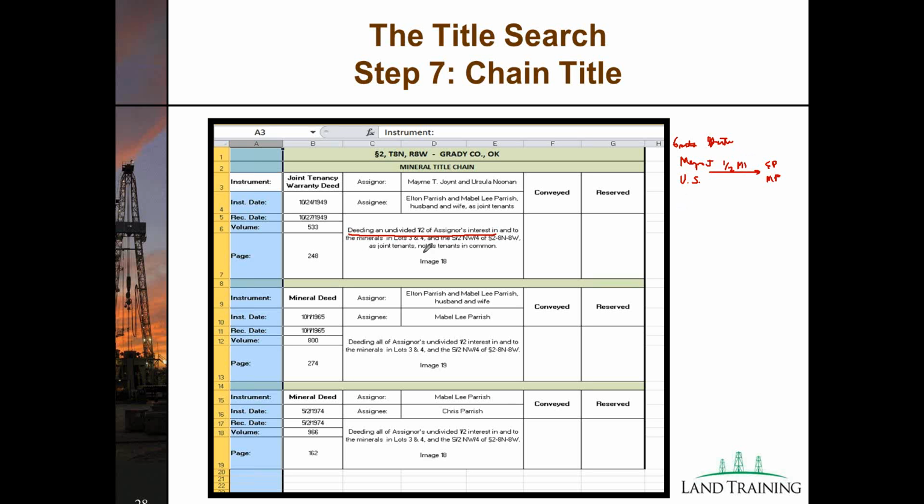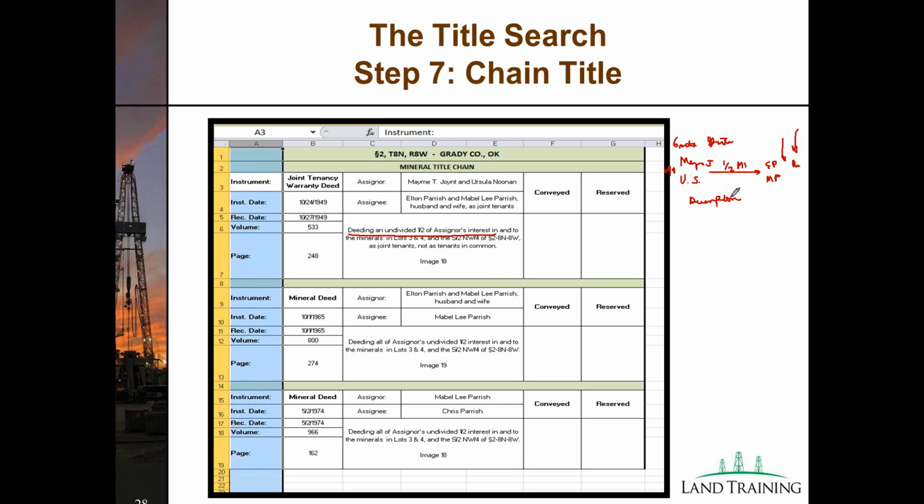And then here I'm going to write down all this, deeding an undivided 1/2 of interest in and to the minerals in lots 3 and 4 in the Southwest as joint tenants, not as tenants in common. All right. Then I'm going to have a place here for the recording information and the date the instrument was signed. And over here, I'm going to have the type of deed. So I'm going to have like warranty deed, or this is actually an assignment. And then here I'm going to put the description.